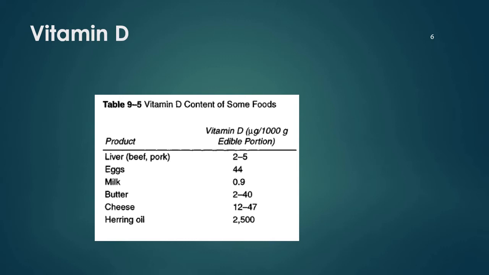If you look at vitamin D here, these are some of the products that can give vitamin D per edible portion. For example, beef liver or pork liver can give around 2 to 5 microgram vitamin D. Eggs can give you 44, milk is around 0.9, butter 2 to 40, cheese 12 to 47, and herring oil will give you as much as 2,500 microgram of vitamin D per 1,000 gram edible portion.